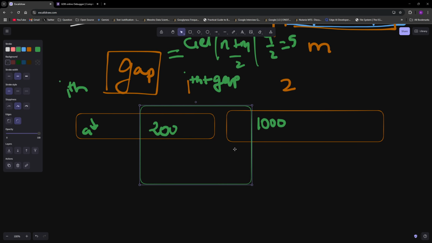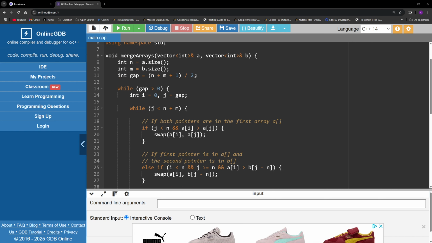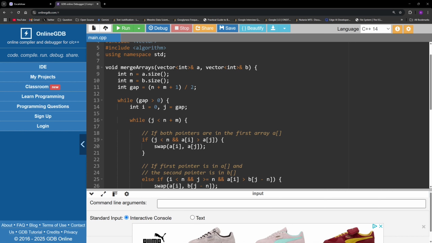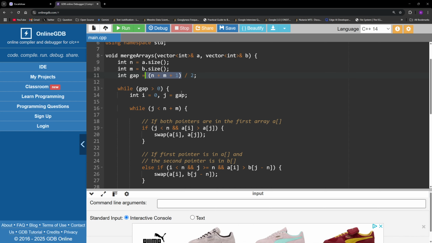So that was all about the gap method. Okay, I had explained it to you, and let's go to the code and see how it works. As I had told you over here, we are taking the ceiling. You can use this n plus m plus 1 approach, which ensures that you are eventually dealing with the ceiling with the high. We are not flooring down the value.